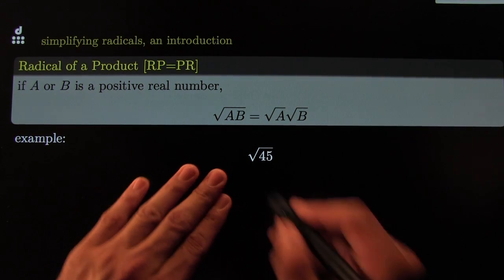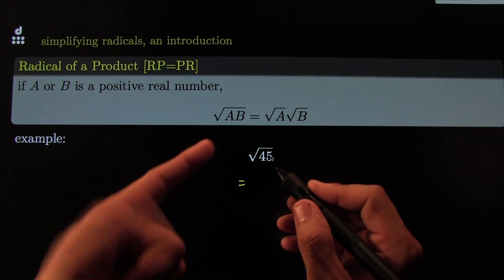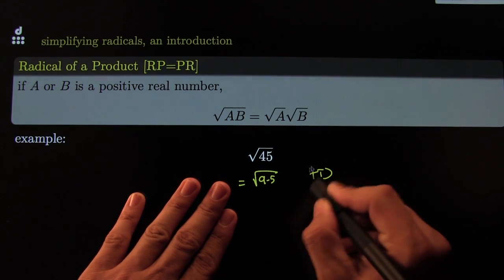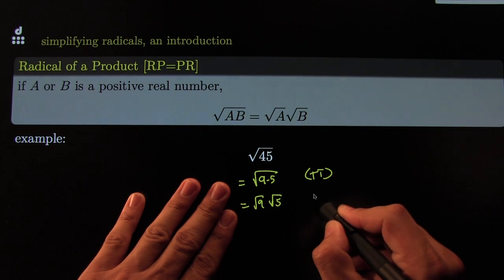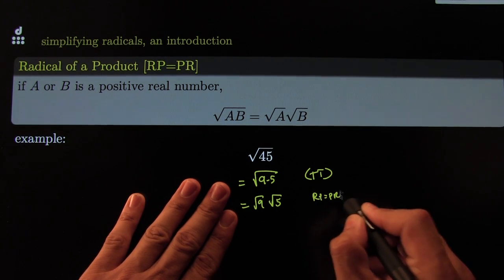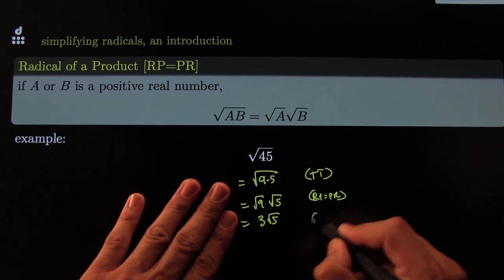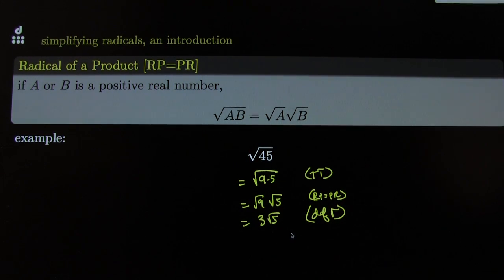One more time, 45. Now see, we didn't get lucky here. 4 doesn't go into it, but another perfect square does, 9. This would be 9 times 5 by times table, and now you see the square root of 9 is easy. The radical of the product is the product of the radicals. Square root of 9 is easy, that's 3. 3 times the square root of 5 by definition of radical. And so now we've simplified the radical.